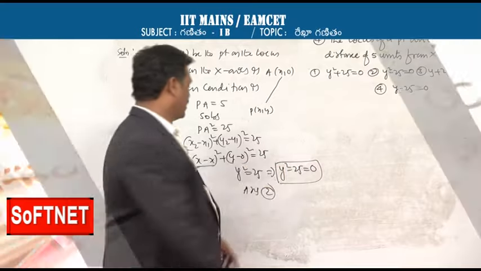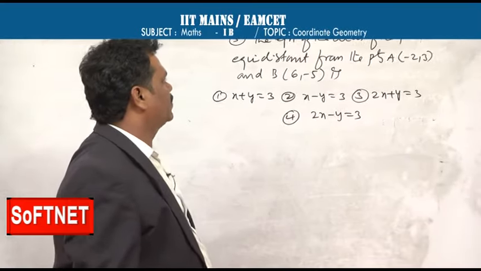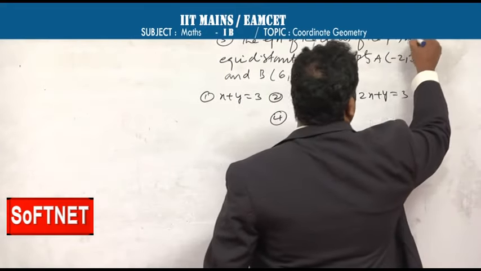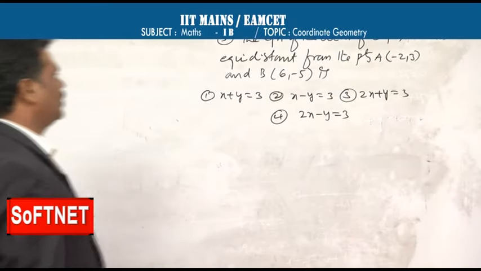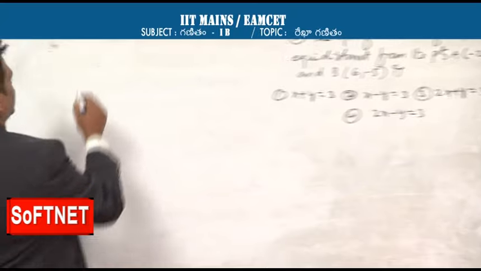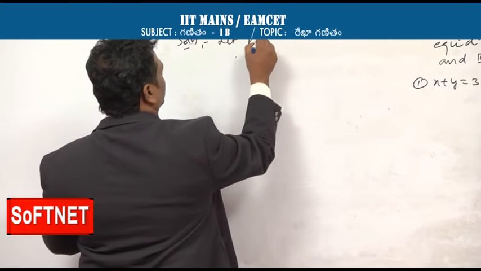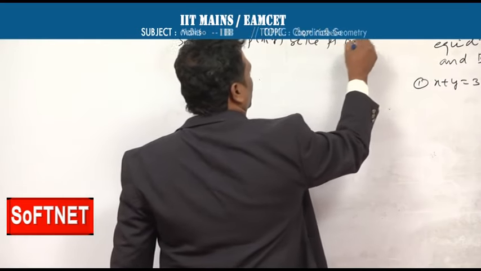The next one: the locus of a point which is equidistant from the points A of minus 2 comma 3 and B of 6 comma minus 5. The point which is equidistant from the points A and B. So here also, let P of x comma y be the point on the locus.